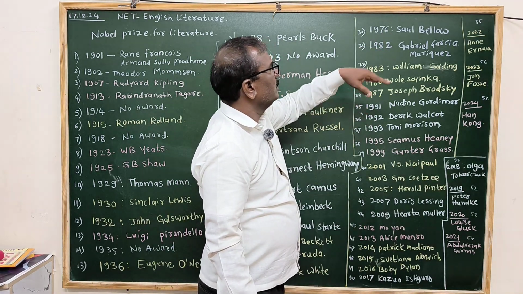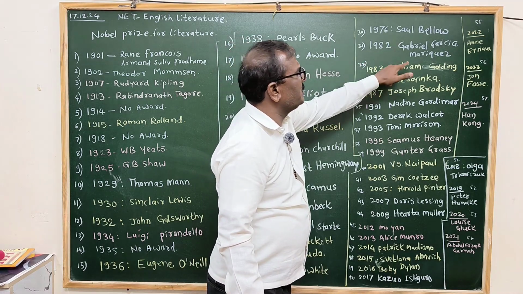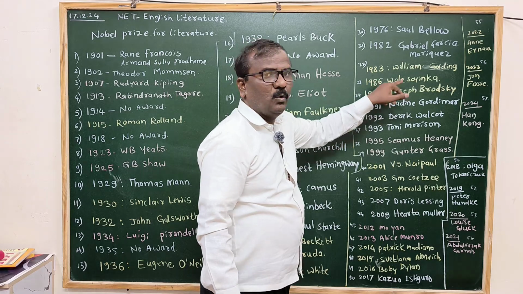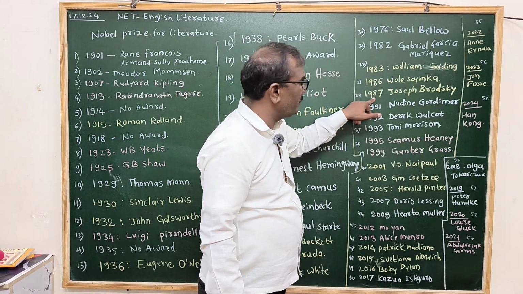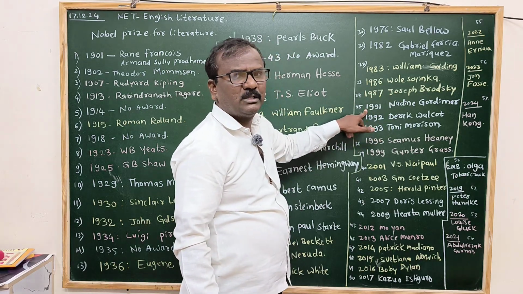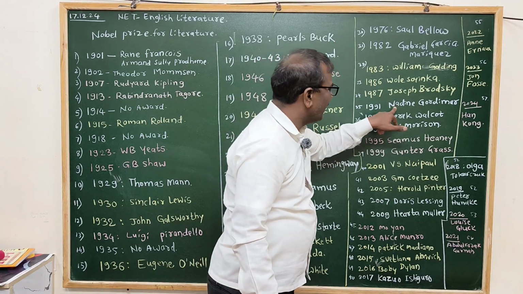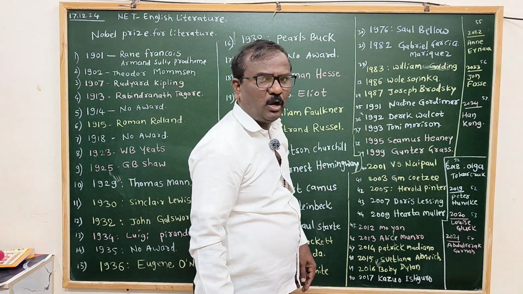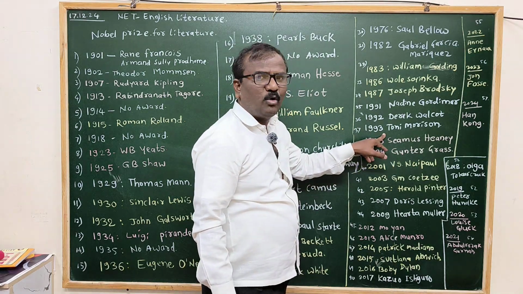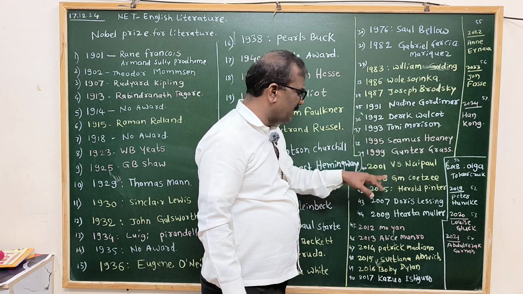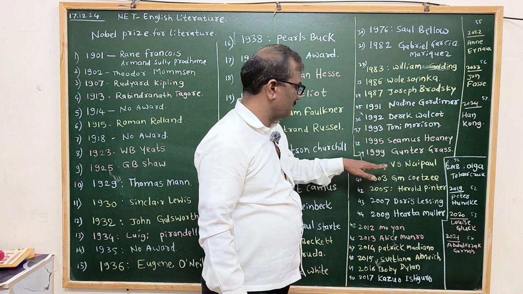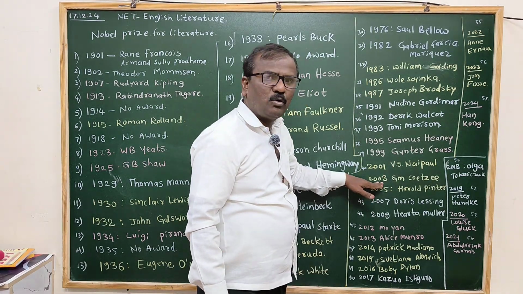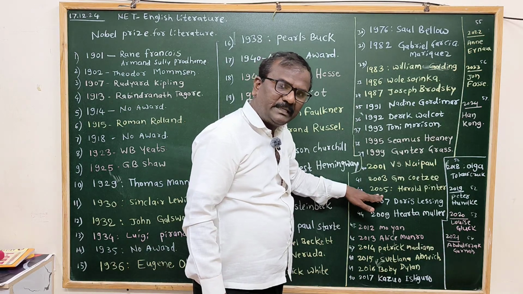1976, Saul Bellow. 1982, Gabriel Garcia Marquez. 1983, William Golding. 1986, Wole Soyinka. 1987, Joseph Brodsky. 1991, South African author Nadine Gordimer. 1992, Derek Walcott. 1993, Toni Morrison. 1995, Seamus Heaney. 1999, Gunter Grass. 2001, our Indian author V.S. Naipaul. 2003, J.M. Coetzee. 2005, Harold Pinter, dramatist.